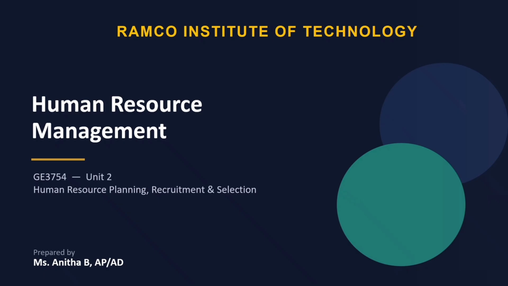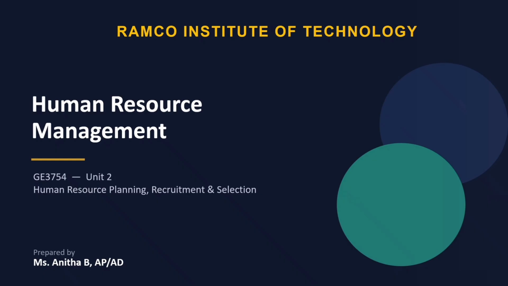Today we are going to see the topics of human resource management. In this second unit, we are going to focus on four important areas: human resource planning, recruitment, selection, and socialization. Human resource plays a major role in the success of any organization. An organization needs employees with the appropriate skills and abilities to perform different jobs and to achieve its objectives.